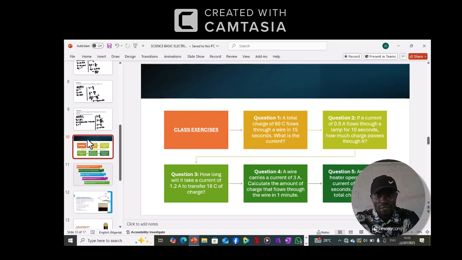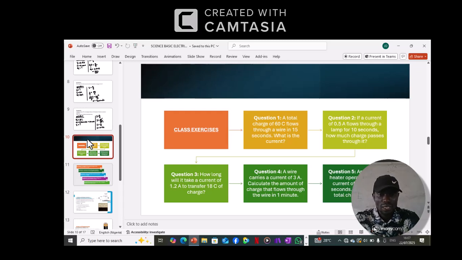I'll mark it. Question number 1: A total charge of 60 coulombs flows through a wire in 15 seconds. What is the current? Question number 2: If a current of 0.5 ampere flows through a lamp for 10 seconds, how much charge passes through it?